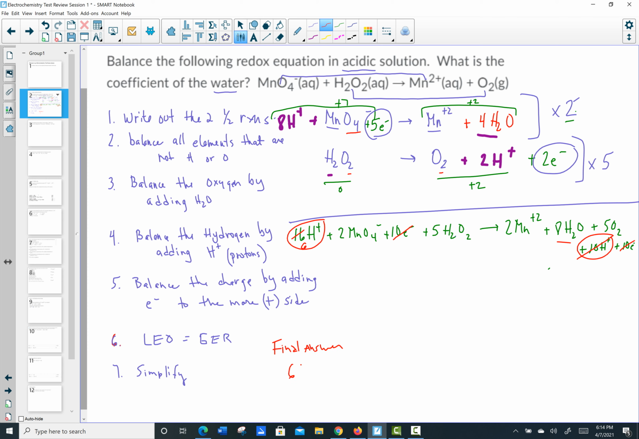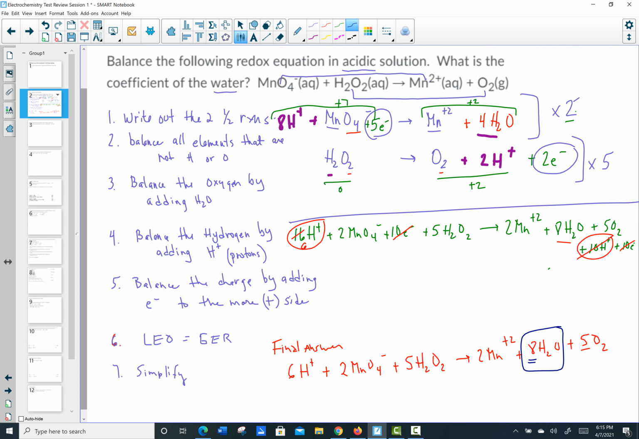We have 6 positive protons plus 2 permanganate ions plus 5 peroxides. H2O2 is hydrogen peroxide. Pointing at 2 manganese plus 2 ions, 8 waters, and 5 oxygens. We are balanced now by mass and charge. And ultimately, your quiz question will ask you about a coefficient related to just one ingredient. And in this question, it was about the water. And so I can see that 8 is the coefficient in front of the water.